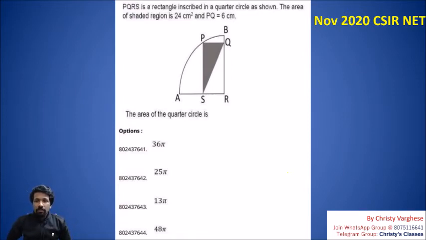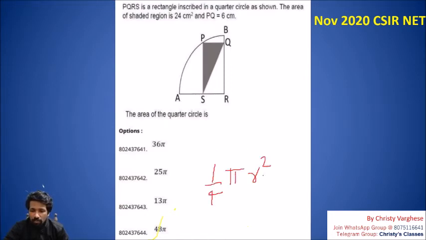So in this video I will be discussing this question which came in November 2020 CSIR NET in the physical science set. PQRS is a rectangle inscribed in a quarter circle as shown. The area of the shaded region is 24 cm square and PQ equal to 6 cm. Then the area of the quarter circle is what? So area of the quarter circle means quarter of a circle. Circle area is pi radius square, means quarter circle area will be 1 by 4 pi radius square. So the problem is, what is the radius? We don't know. If you can find the radius, you can find the answer.